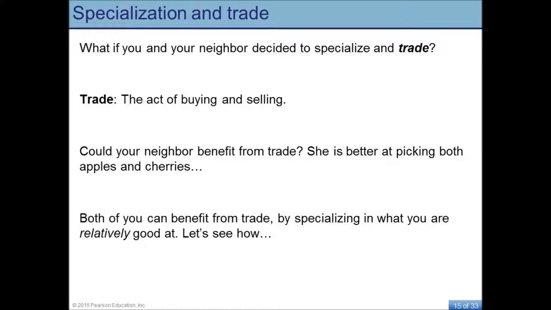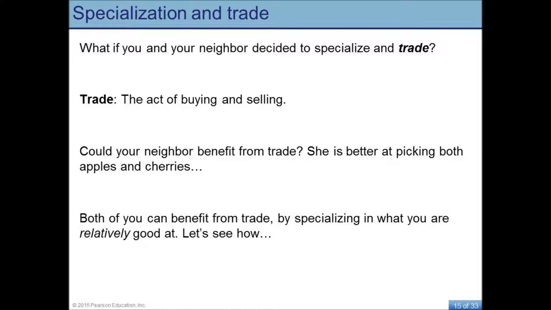So what we have then at that point is an opportunity to gain from trade. So moving to slide 15, we can see that we can specialize in trade. We can engage in the act of buying and selling. Could your neighbor benefit from trade? Well, your neighbor is better at picking both apples and cherries, which is considered an absolute advantage, but that's not the be-all, end-all. Both of you can benefit from trade by specializing in what you're good at.